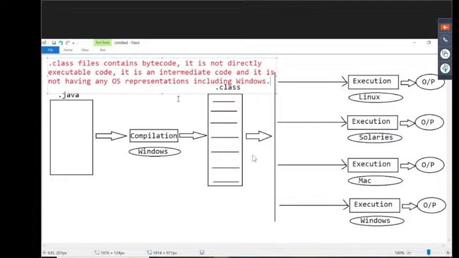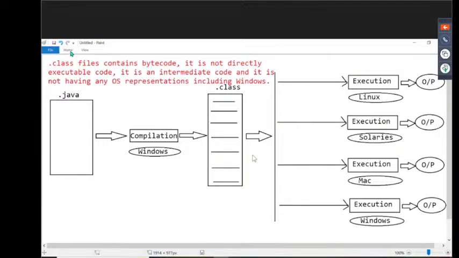Are all of you getting my point or not? Now understand the point clearly. Dot class files contain bytecode. It is not directly executable code. It is an intermediate code, and it does not have any operating system representations, including Windows. Yes, clear to all of you? Are you getting my point or not? All right, sir, leave this point clearly. This is the nature of the dot class file.